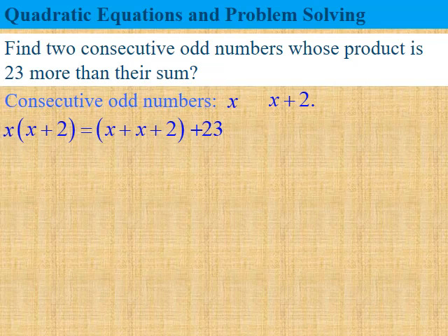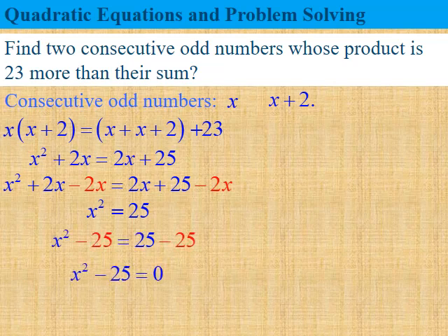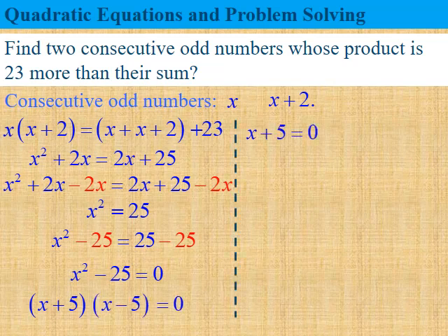That means x squared plus 2x equals 2x plus 2 plus 23, it will be 25. Let's remove 2x from both sides. So x squared equals 25. That means x equals positive or negative 5. If we took the square root or factorized x squared minus 25, it will be x minus 5 times x plus 5 equals 0. That means we have x equals 5 or x equals negative 5.